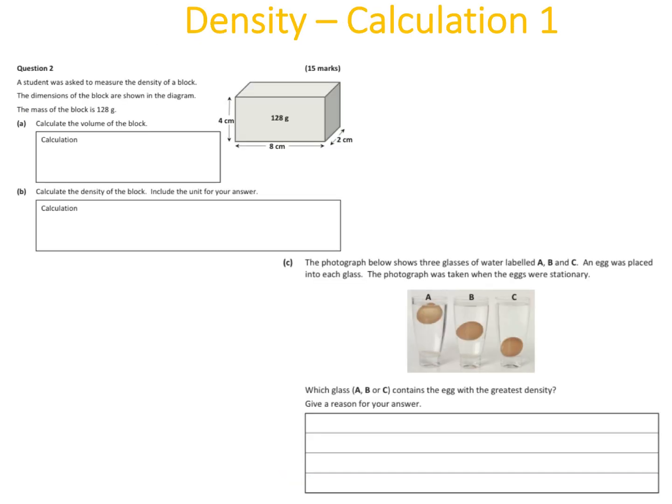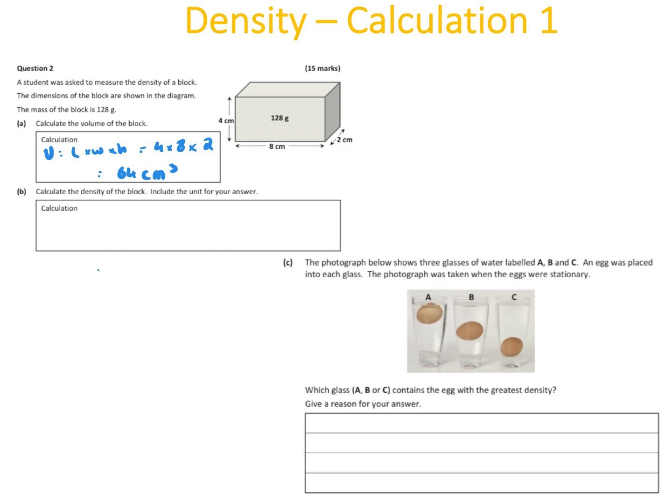Okay, so we're going to combine all of that now to try and complete a question here. A student was asked to measure the density of a block. The dimensions of the block are shown in the diagram. The mass of the block is 128 grams. Calculate the volume of the block. So the volume is the length by the width by the height. So we have 4 by 8 by 2, which is going to give us 64 centimetres cubed. Okay, so that's the volume calculated.